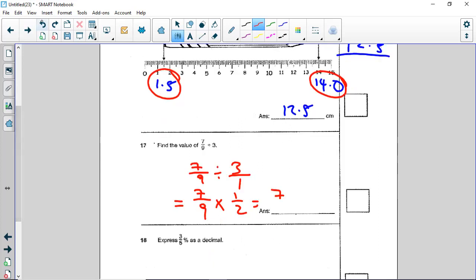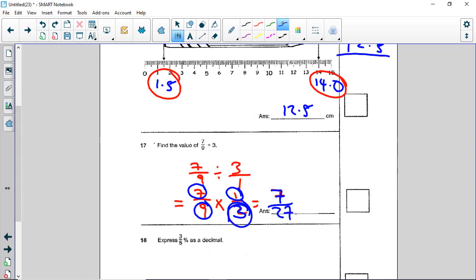Transfer error. Thanks for telling me. If you see any careless mistake, do tell me. All right, so it's 1 over 3. Then if you cannot cancel, what do you do? 7 times 1, you get 7. If you cannot cancel, then just multiply. Then multiply the denominators, which is 9 times 3, 27.